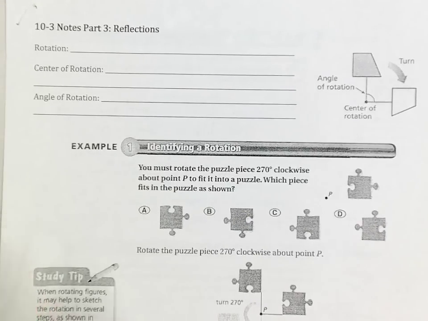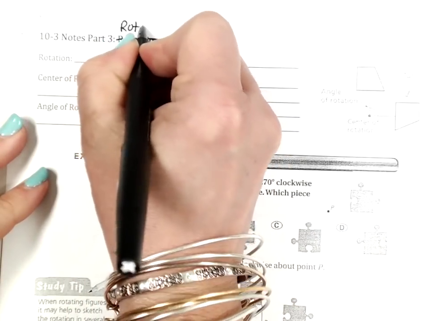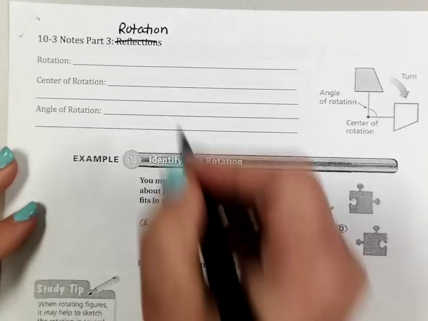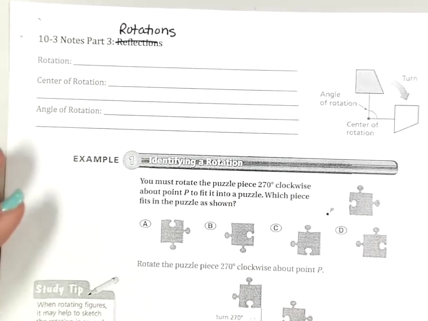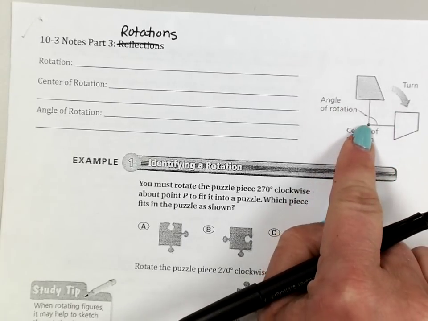All right, turn your packets to 10-3 Part 3. We are doing rotations. This says reflections up at the top, but this is really the rotation notes, so you can go ahead and change that to rotations. A rotation is a turn. Over here we have our angle of rotation and a center of rotation.